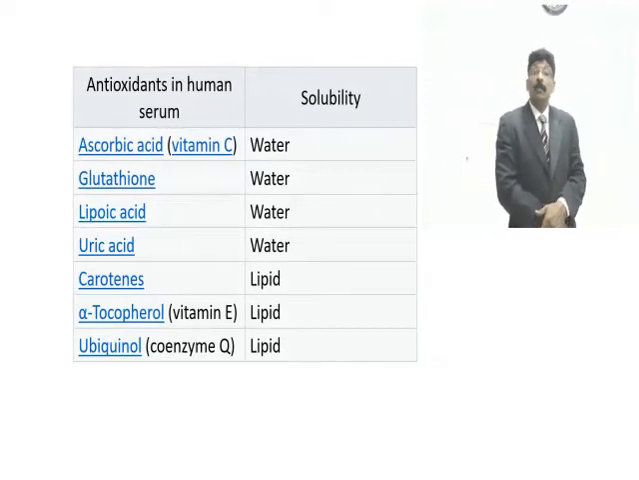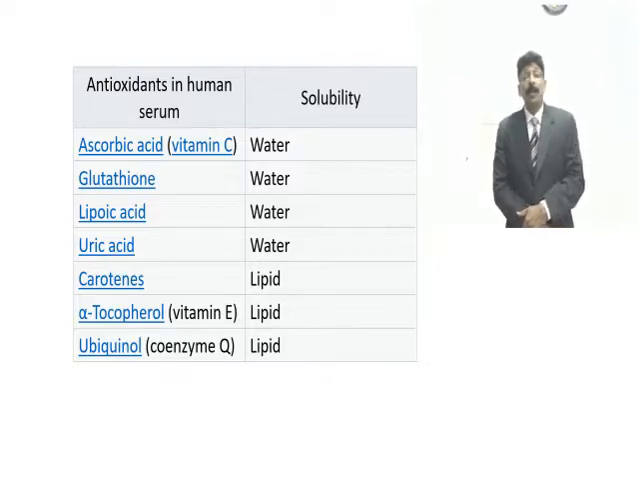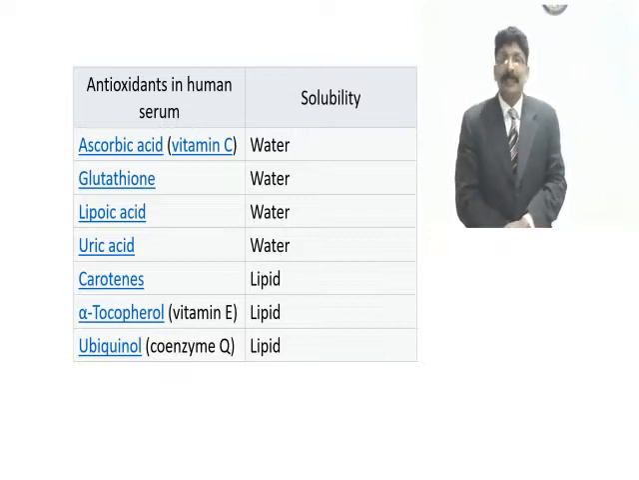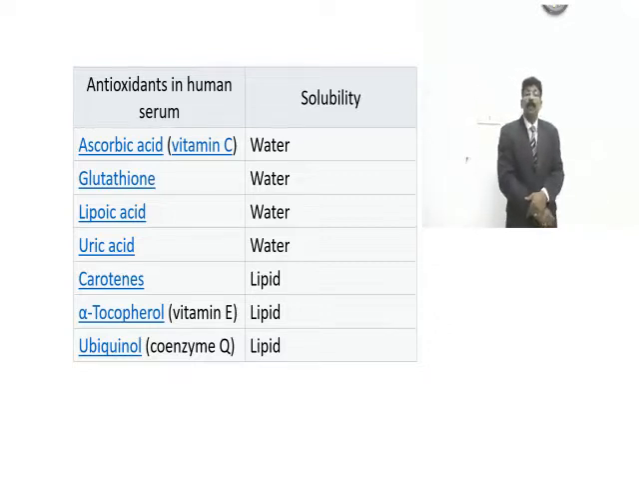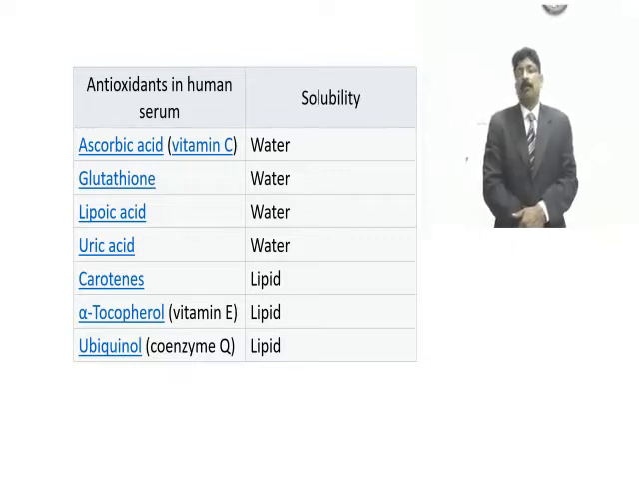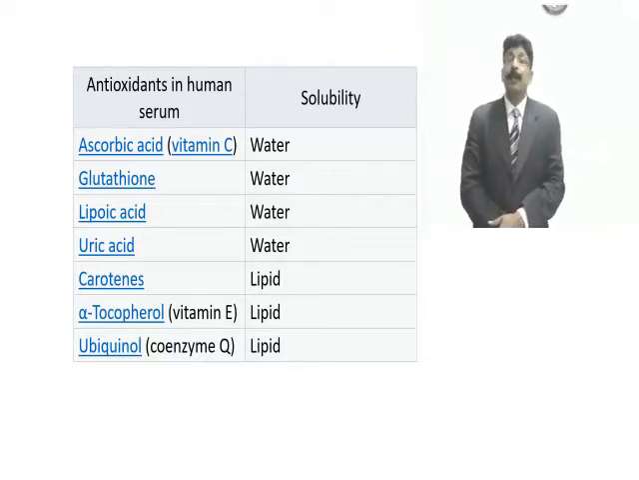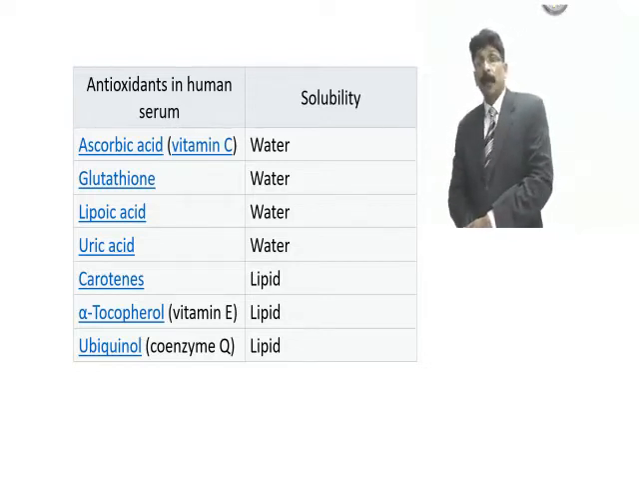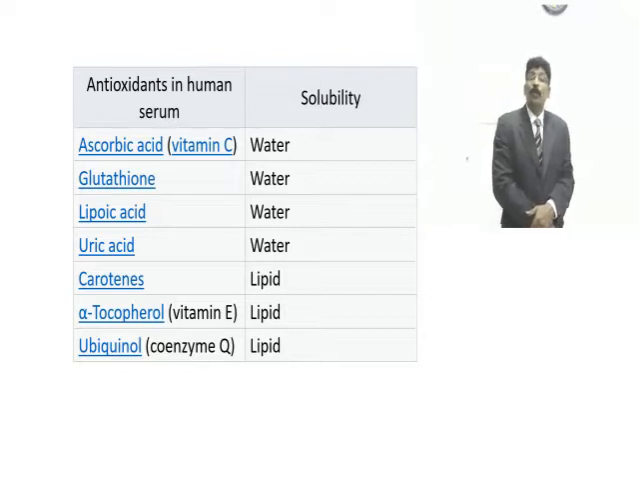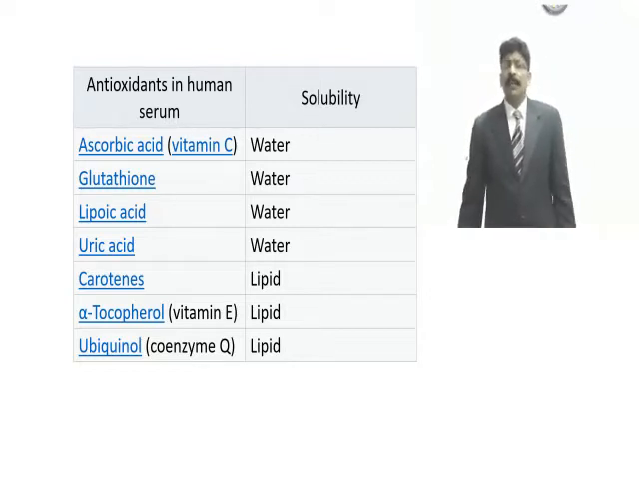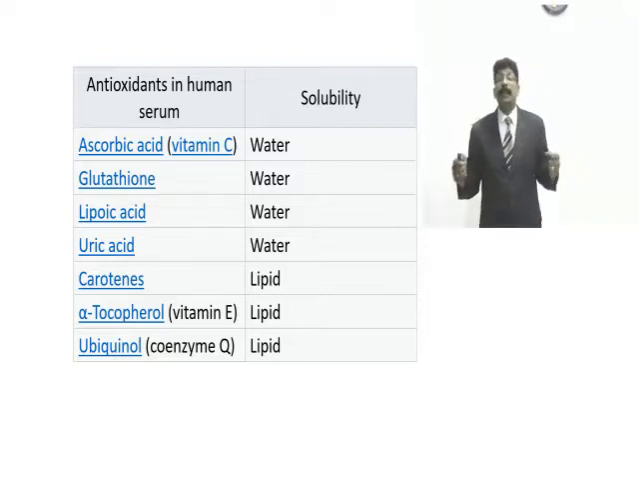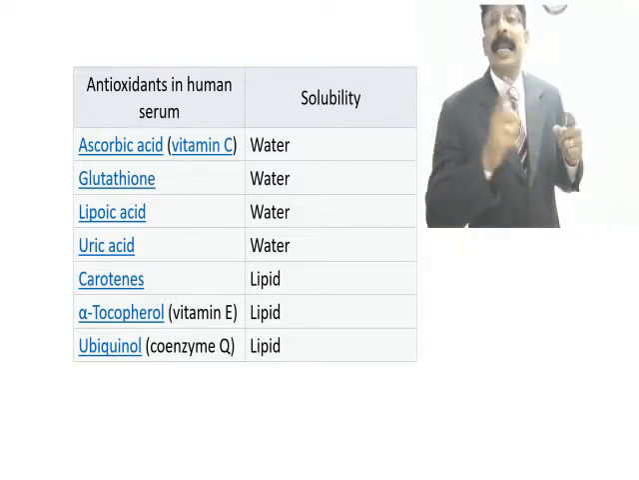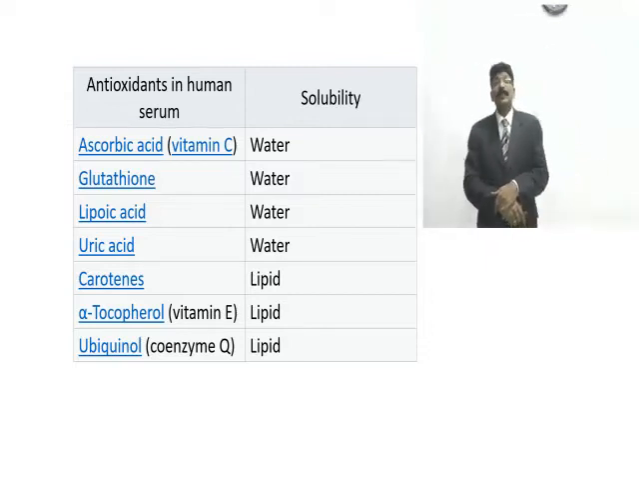Water soluble ascorbic acid, vitamin C, water soluble glutathione, water soluble lipoic acid, water soluble uric acid, lipid soluble carotene, lipid soluble alpha tocopherol, vitamin E, and lipid soluble ubiquinol or coenzyme Q10. These all are the antioxidants which are present in our body. When their deficiency takes place, we are having free radicals, and automatically the pathogenic defensive mechanism is affected by means of loss of these antioxidants present in our body.